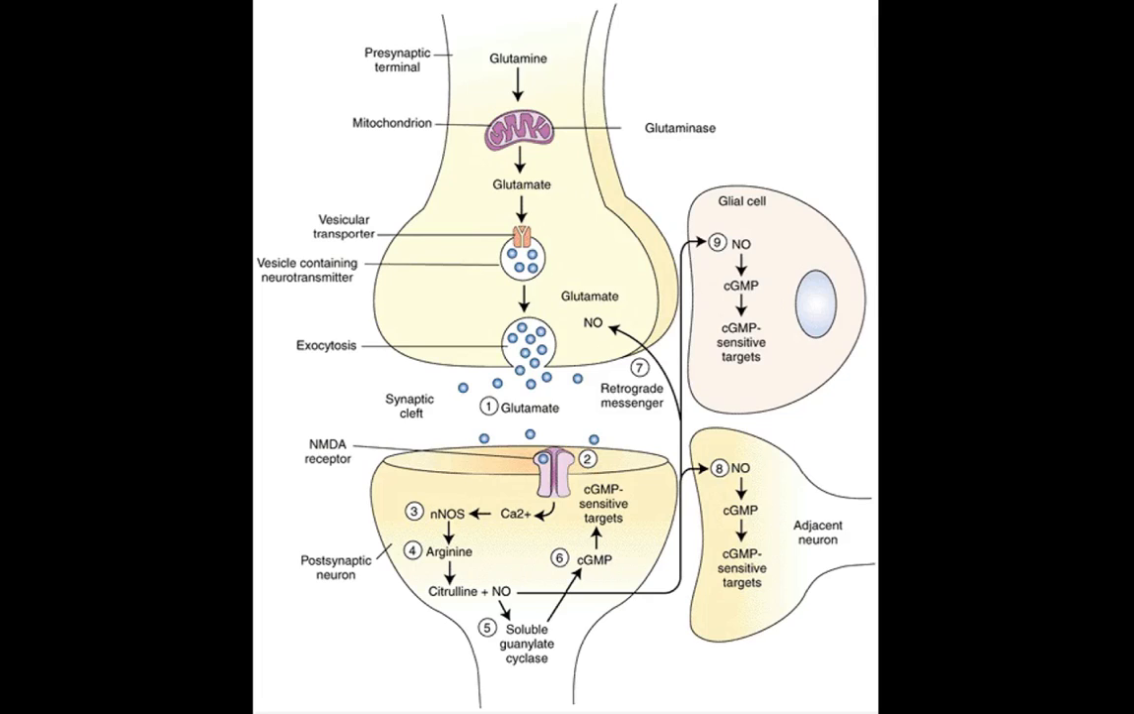And this calcium calmodulin complex will then activate nitric oxide synthase. And the nitric oxide synthase is going to convert the arginine to citrulline plus nitric oxide. That's that reaction we just looked at. So again, nitric oxide synthase is converting arginine to citrulline plus nitric oxide.